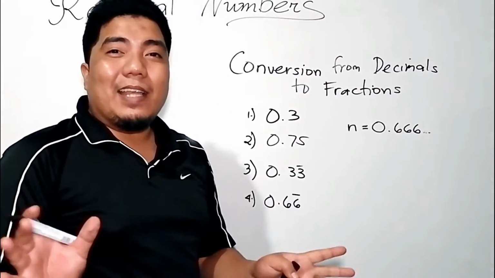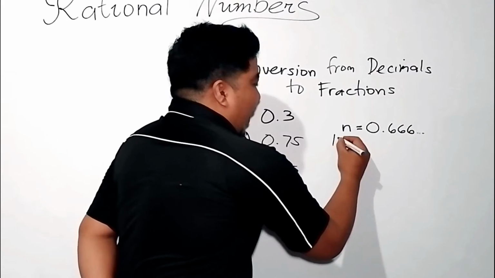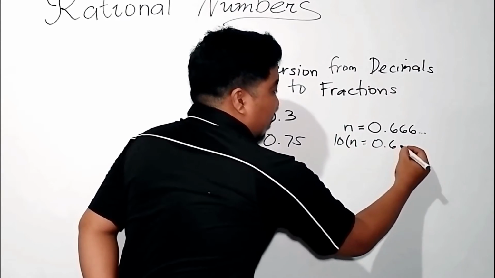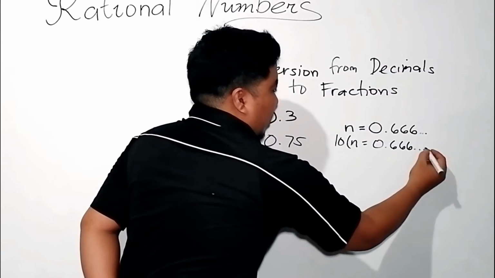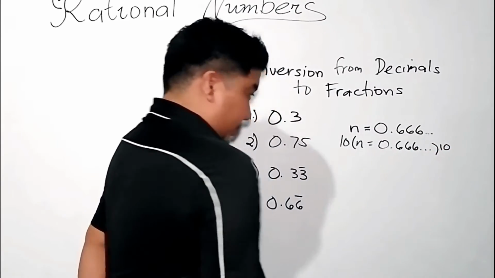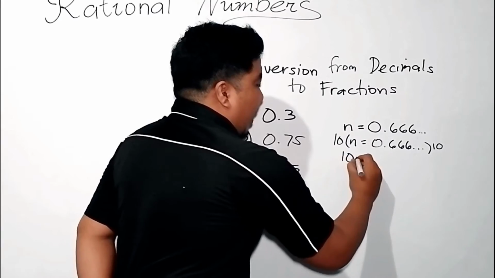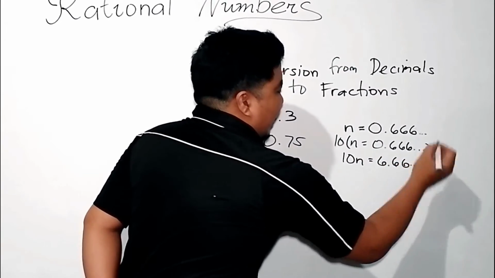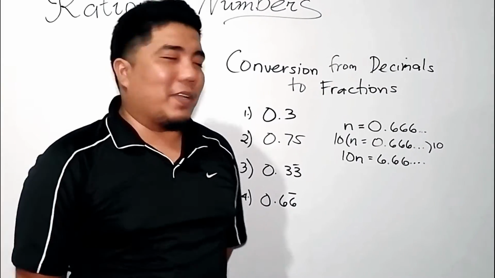The next thing you should do is multiply it by 10. So you also multiply here by 10. The answer for that one will become 10n equals 6.66666.